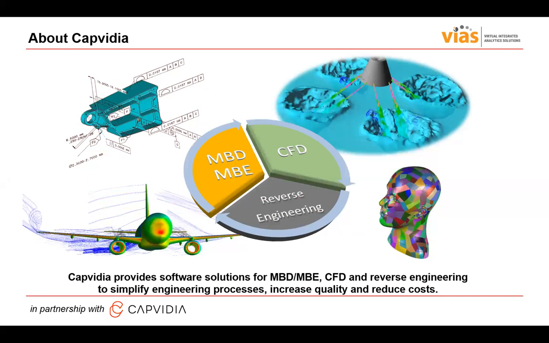So first, a few words about Capvidia as a company. Capvidia is a global engineering software vendor in the areas of model-based definition and enterprise, reverse engineering, and computational fluid dynamics, which is our topic today. So our intention is to develop this software and use it in best practices with our users to simplify their engineering processes, increase the quality of their products, and reduce the costs of their overall engineering workflows.